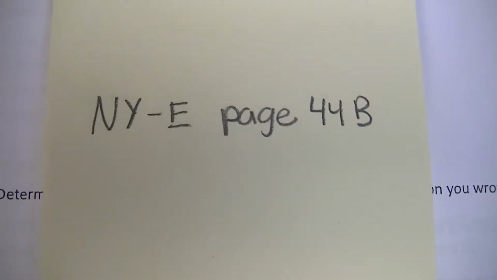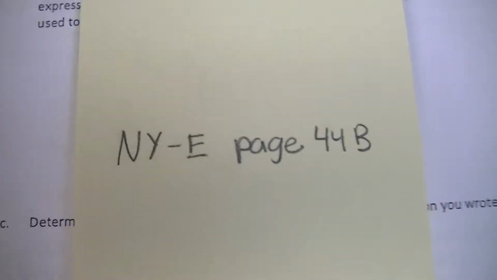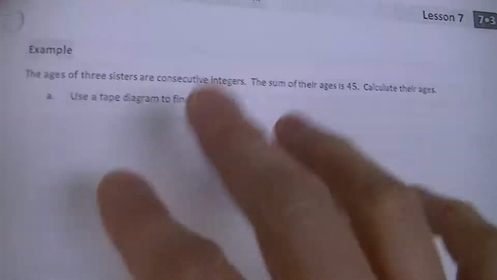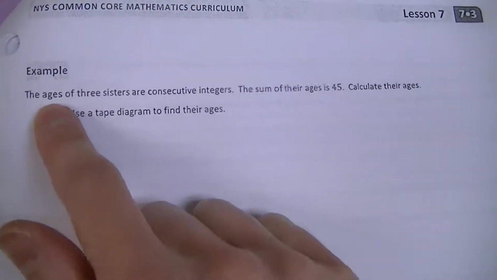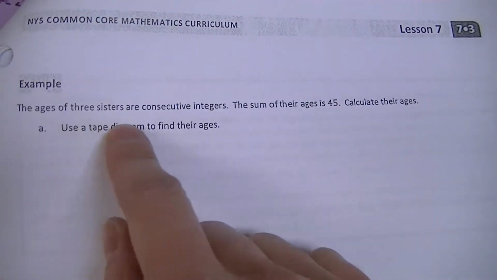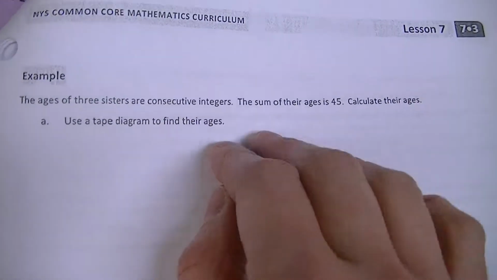I'm going to show you how to complete this problem from your math book. Page 44, problem B is the one we're doing. So I had you skip A because I just want us to have more room to complete part B. But here's the question, or the statement, I guess. The ages of three sisters are consecutive integers. The sum of their ages is 45.